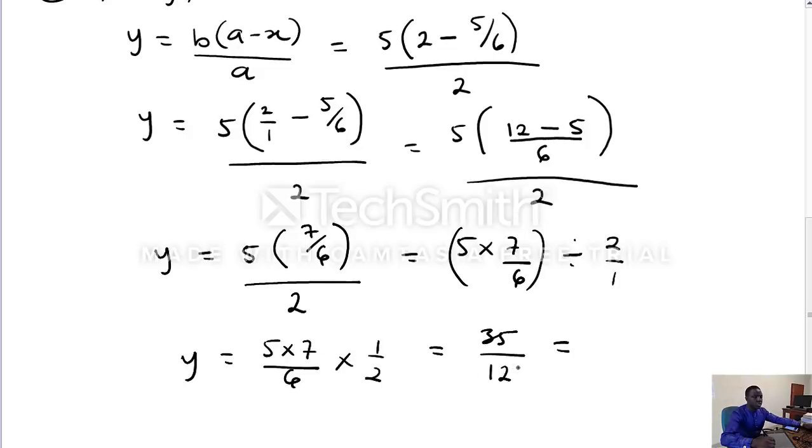12 into itself is 1. 12 into 35 is 2 times remainder 11/12. How did I arrive at this? 35 divided by 12 is 2, being 12 times 2 is 24, and the difference between 24 and 35 is 11, all divided by 12. So this is your value of y given a, b, and x.